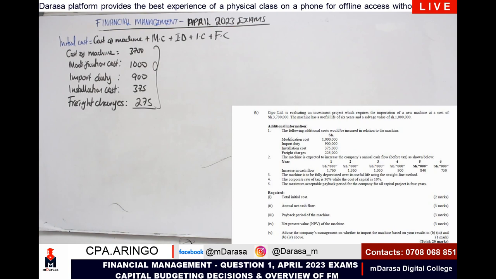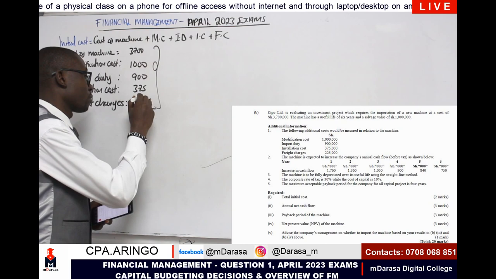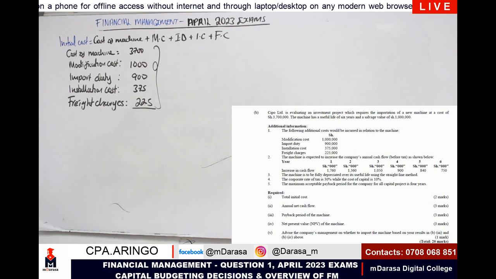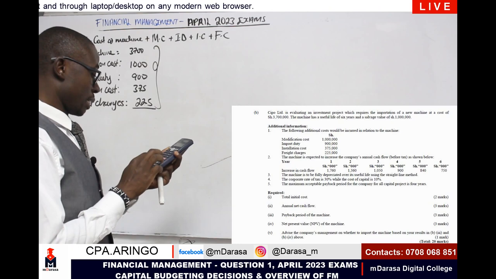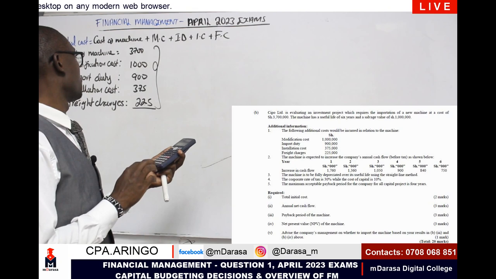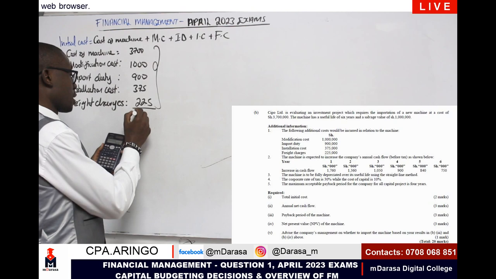Plus 1,000. This is a 225, remember? This is a 225 based on the question. Right, so basically I'm having, of course, I don't know why my calculator is not clicking, just a moment here. So 3700 plus 1,000 here, plus 900 here, plus 375, plus 225, which in this case I'm getting 6.2, correct?